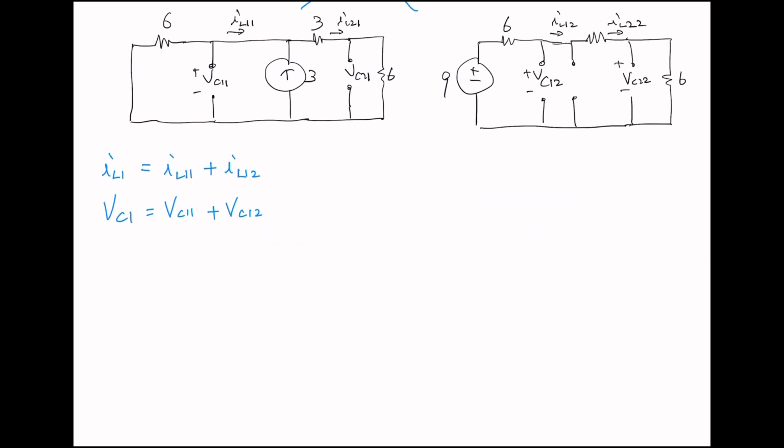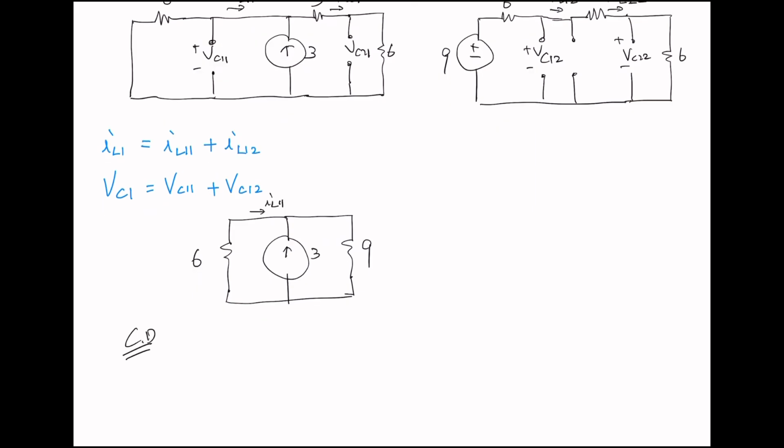Now let's find IL1 and VC1. If we redraw the circuit, cleaning up all these open components, then we have this 6 and 9, and this is IL11. When we use current division, the actual current is gonna go this way. IL11 equals, we need to put negative because it's the opposite of the actual current. So the opposite resistor 9 over the sum of those two parallel resistors, 9 plus 6, times the total current going in, that is 9 over 15 times 3, that is negative 9 over 5.